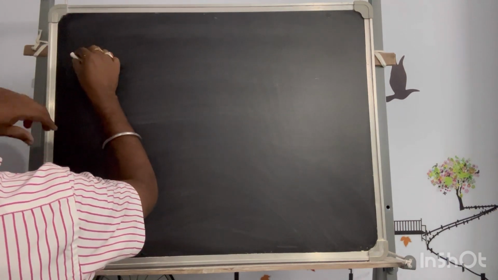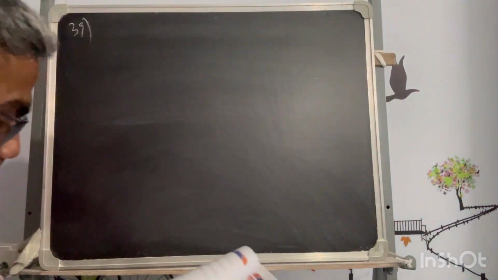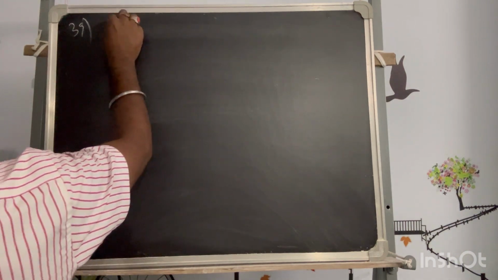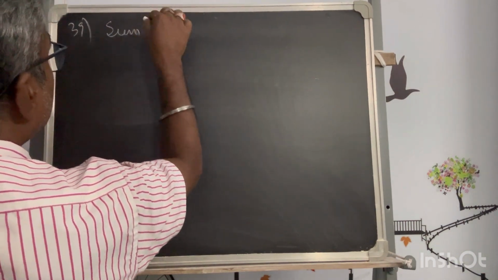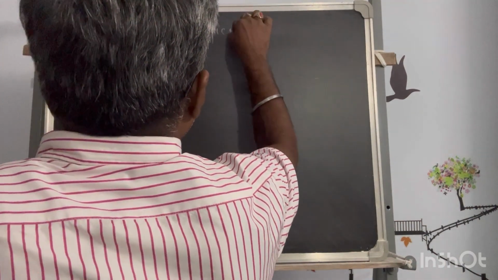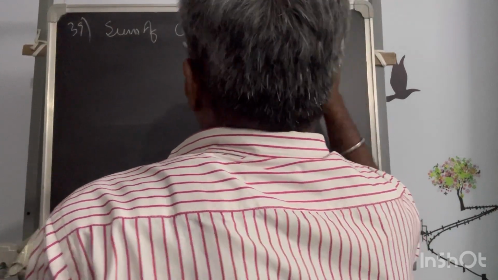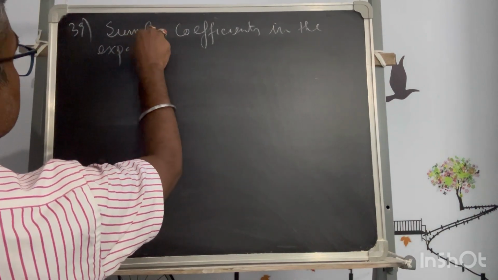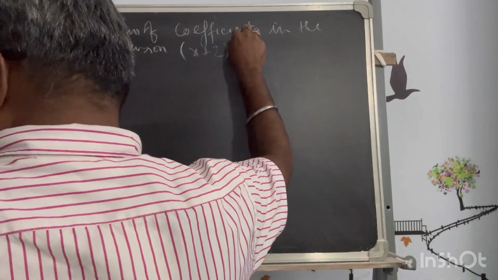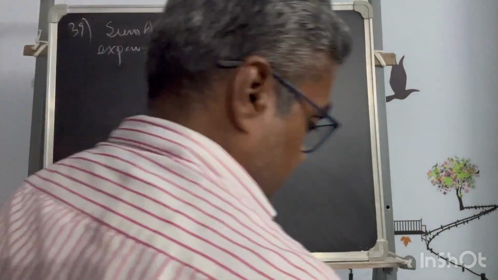Now moving to 39. Sum of coefficients in the expansion x plus 2 whole to the power 100 is how much? You have to find it.